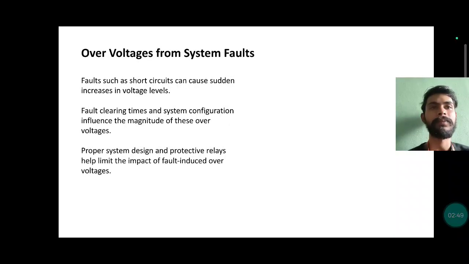Over voltages from system faults. Faults such as short circuits can cause sudden increases in voltage levels. Fault clearing times and system configuration influence the magnitude of these over voltages. Proper system design and protective relays help limit the impact of fault induced over voltages.